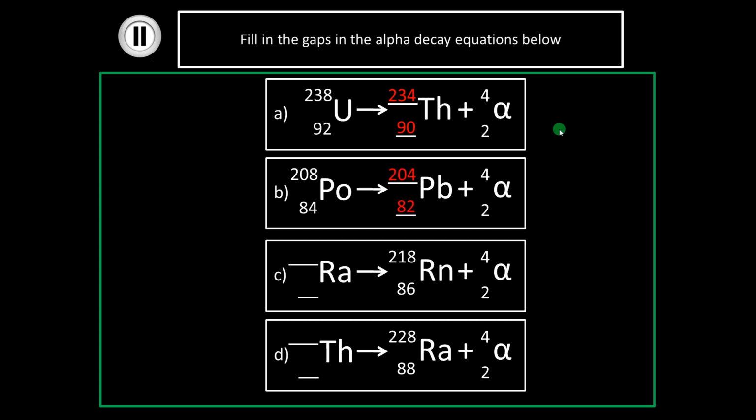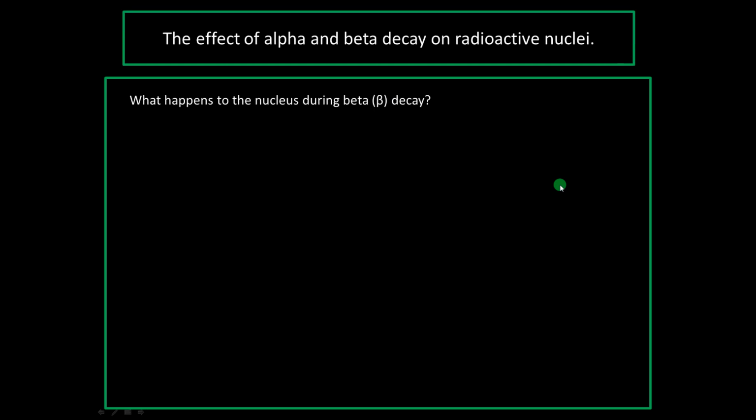So 204, 82. C and D are a little bit different because you've been given the products and asked for what we started with. So you have to add 4 and add 2 to the isotope on this side, giving us 222 and 88 for C and 232 and 90 for part D. Okay, so it really is just that difference of 4 in the mass number and difference of 2 in the proton number. Okay, so that's alpha decay.